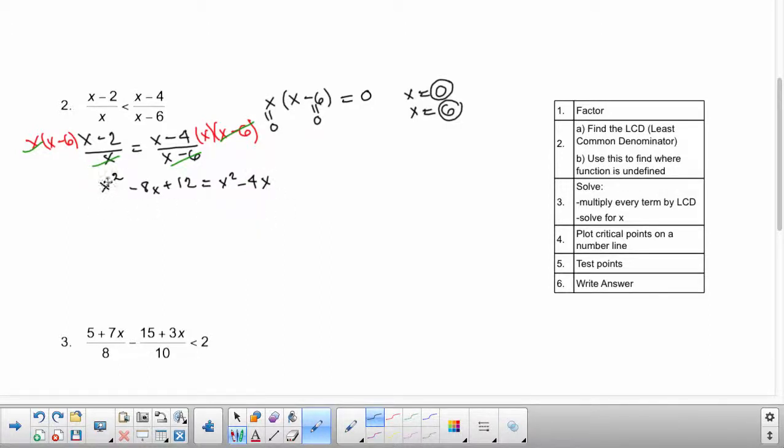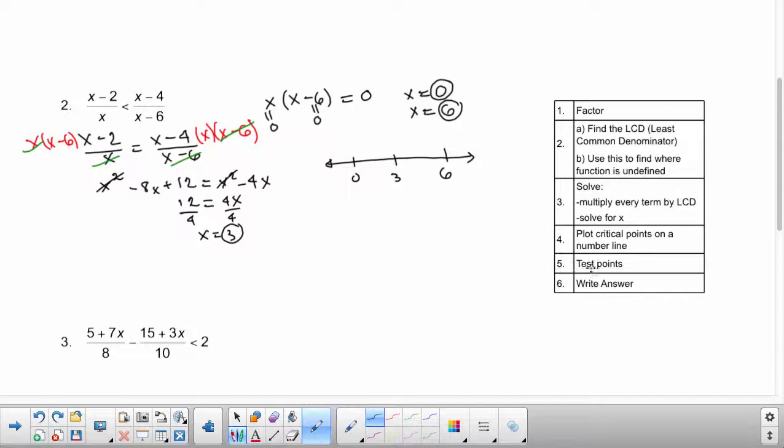I have an x squared on both sides. Subtracting them, they cancel out. I can now move my x's over to the same side. I'm going to choose to add the 8x to both sides, leaving me with 4x on the right-hand side. Dividing by 4, I get that x equals 3. This is my last critical point. Step 4 is to plot these on a number line in numerical order. So 0 is the smallest, followed by 3, and finally 6.